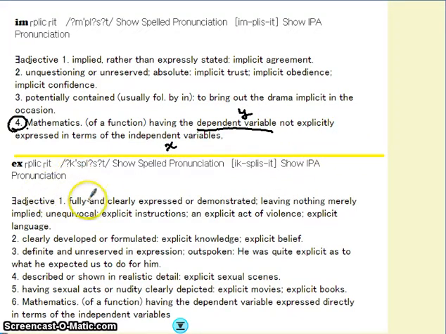Explicit, if we look down: fully and clearly expressed or demonstrated, leaving nothing merely implied. Unequivocal. Explicit instructions, an explicit act of violence, explicit language. We're concerned with down here number 6: having the dependent variable, that's y, expressed directly in terms of the independent variables. That's what you're used to seeing, explicitly defined functions.